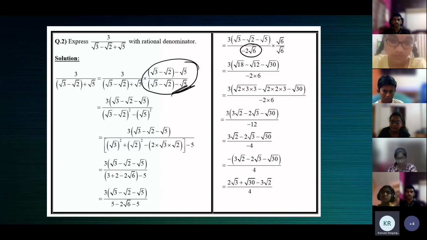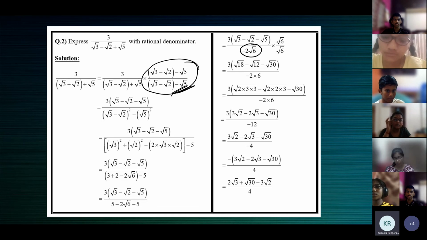So we had to proceed. We couldn't stop there because the denominator was still irrational. So continue. Again, use the rationalizing factor, root 6. Multiply and divide by root 6 and proceed. So now you can see the denominator is rational. So we have answered the question. We have expressed it with a rational denominator.